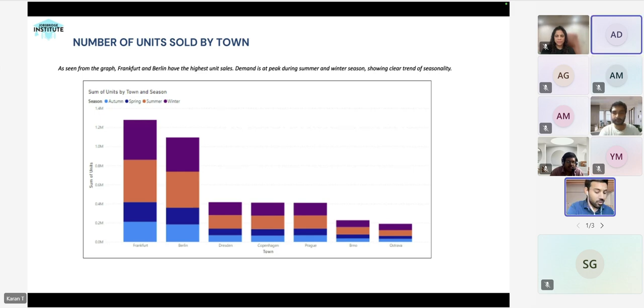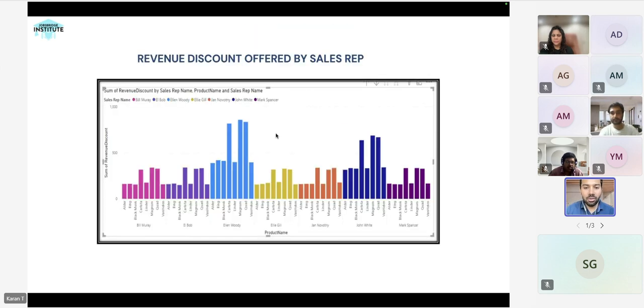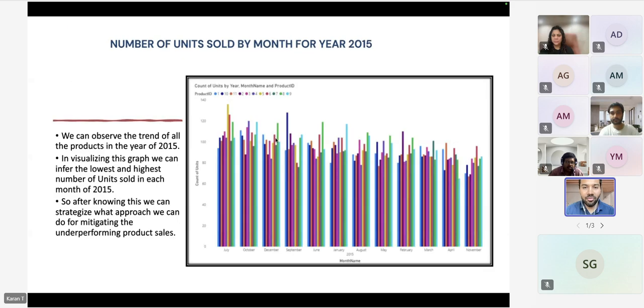Thanks for the feedback, Anirban. We'll definitely incorporate that. We'll club this into different categories, intrinsic and extrinsic, and see how it can eventually help with our analysis. So thanks for the feedback. And moving on to the next slide, which was the number of units sold by month. Sai is going to take over and explain this slide.